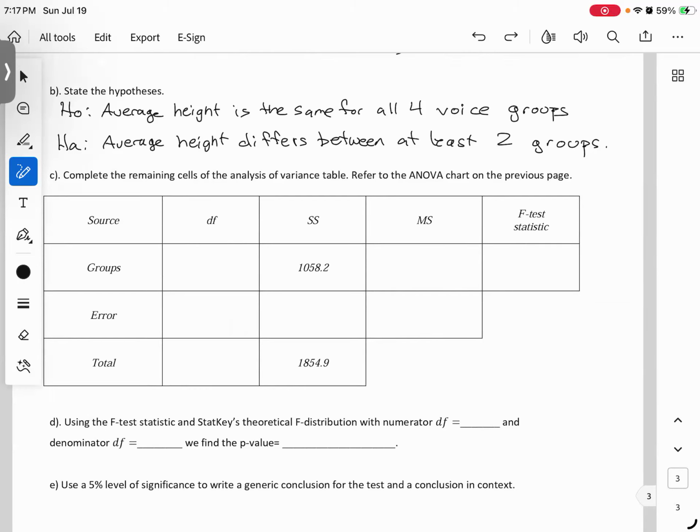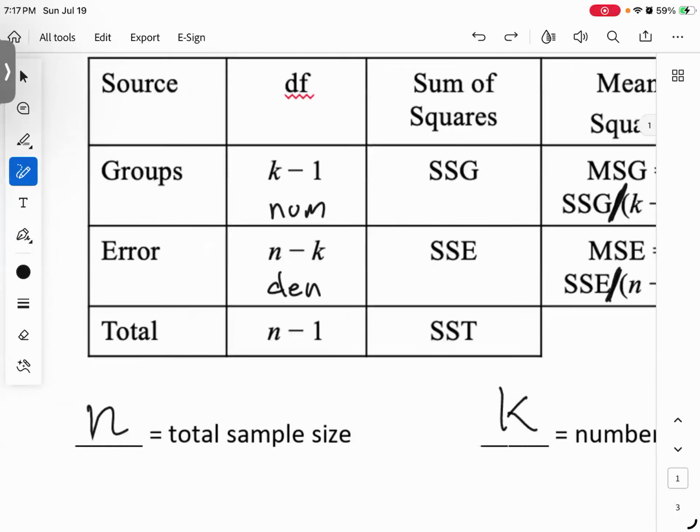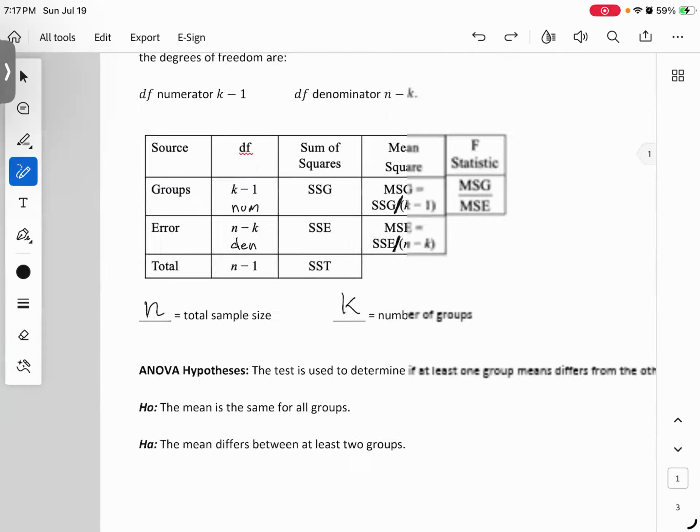Now, that is why I want you to have the ANOVA table on your reference sheet. When we're doing the degrees of freedom, this is what you need to know. That when you're doing the degrees of freedom for the groups, it's k minus 1, which k is how many groups there are, minus 1. And then the degrees of freedom for the errors is n minus k, which is your sample size minus however many groups there are. And then the bottom one will fill in. It's sample size minus 1. So let's do it.